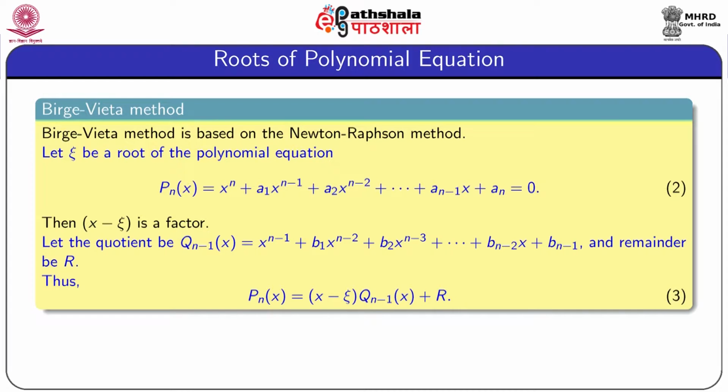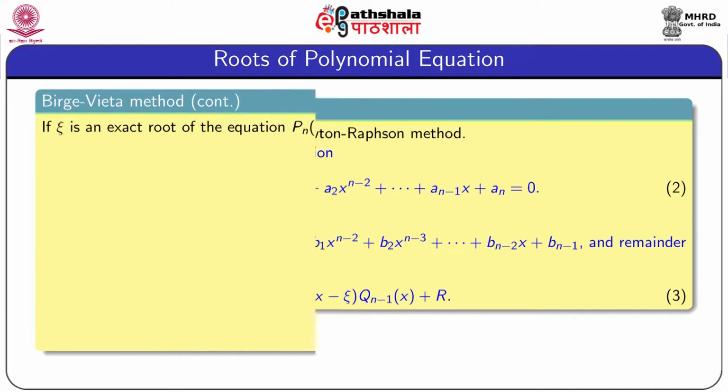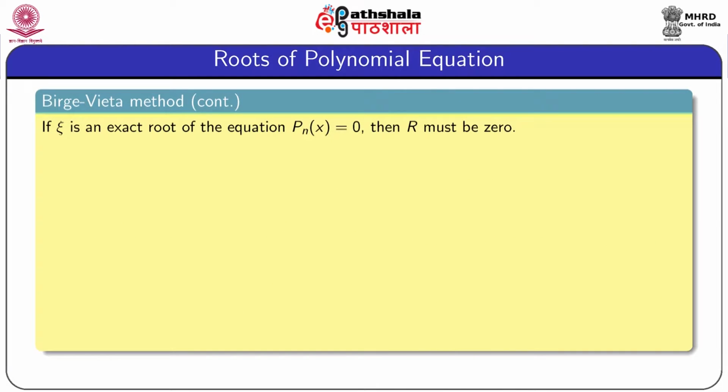If the polynomial P_n(x) is exactly divisible by x minus xi, then the remainder R must be 0, otherwise R is a non-zero quantity. Therefore, we can write P_n(x) = (x minus xi) q_(n-1)(x) + R. If xi is an exact root of the equation P_n(x) = 0, then R must be 0, otherwise R is a very small quantity close to 0. Thus, the value of R depends on the accuracy of xi.